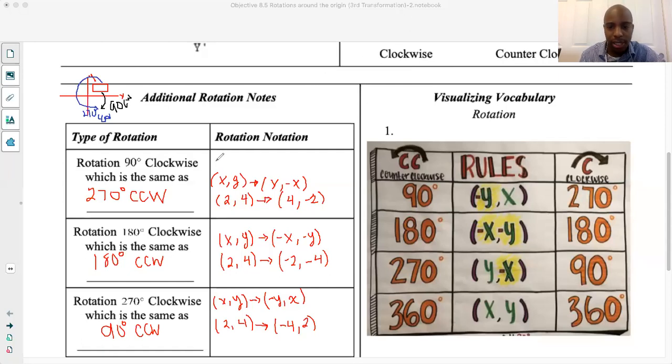Let's take another point. Let's take a point like negative 1 comma 3. What would this become when you do a 90 degrees clockwise? Same thing down here, negative 1 comma 3. What would this point become if you did 180 degrees clockwise rotation? And finally, negative 1 comma 3. What would this become if you did a 270 degree clockwise rotation? Okay, so take a second to do that. Pause the video and see if you can figure out what those 3 points are, as well as copying down the notes. All right.